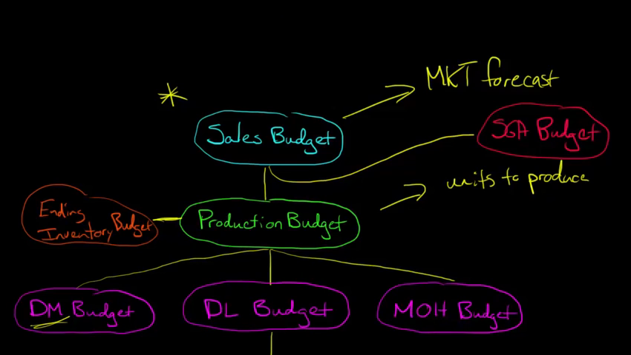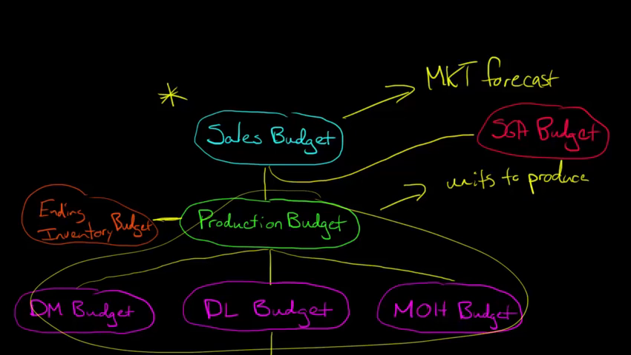Now, this is assuming we're talking about a manufacturing firm. If we're not talking about a manufacturing firm, then we actually have to put together a merchandise purchases budget, right? And that's in lieu of the production budget, direct materials, and all that. We just have a merchandise purchases budget.